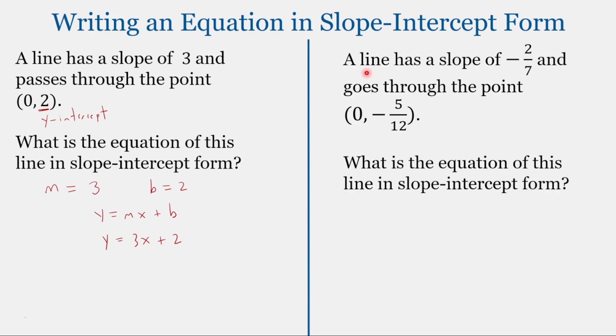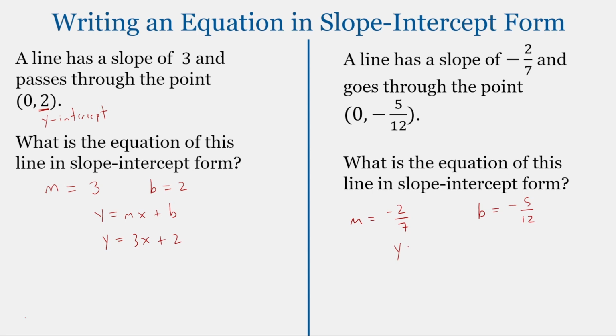One more. This is a similar question. So we have a line has a slope of negative 2/7 and goes through the point 0, negative 5/12. So we can see things like goes through the point, passes through the point, contains the point. Lots of different ways of saying that a line goes through a point. In this case, it's that special point again. We have an x-coordinate value of 0. So this is the y-intercept. So we have a b value of negative 5/12. Our slope is equal to negative 2/7.